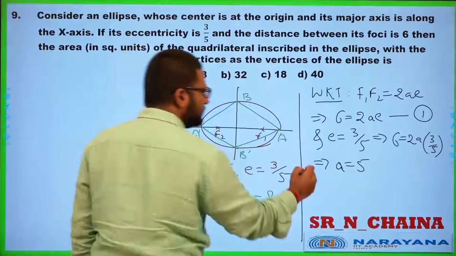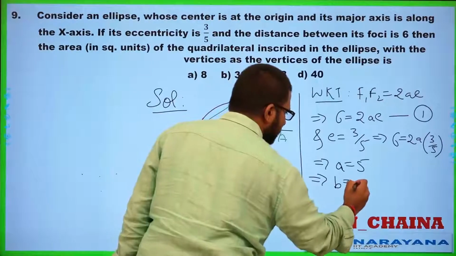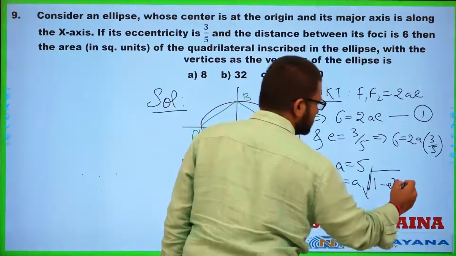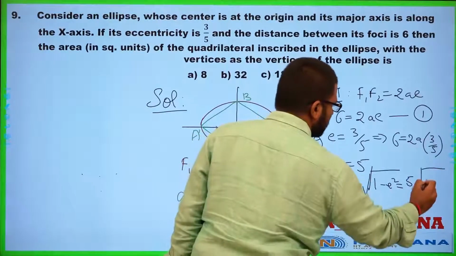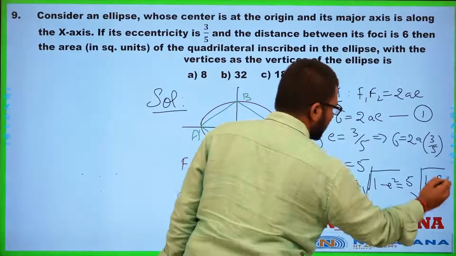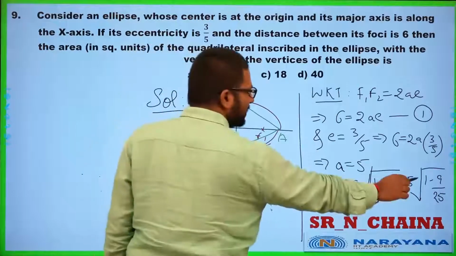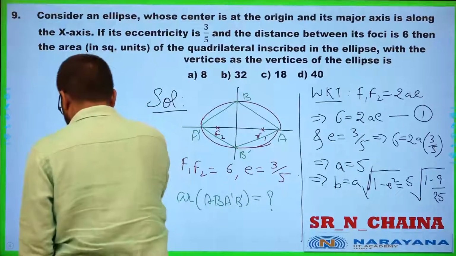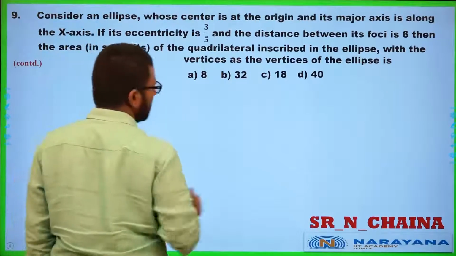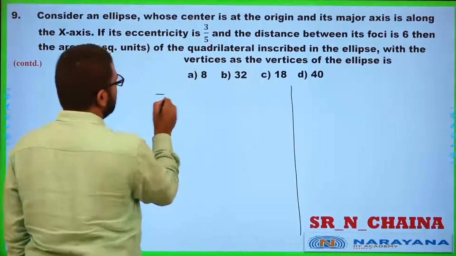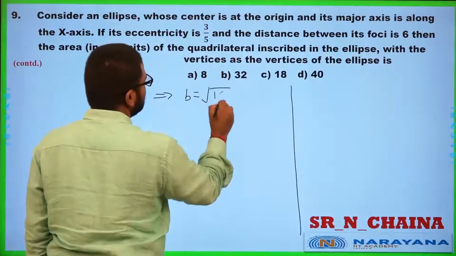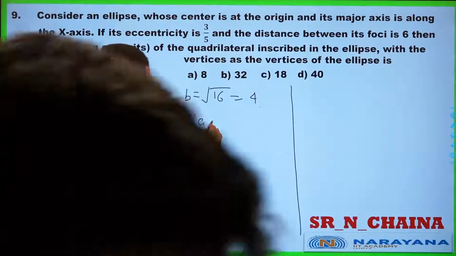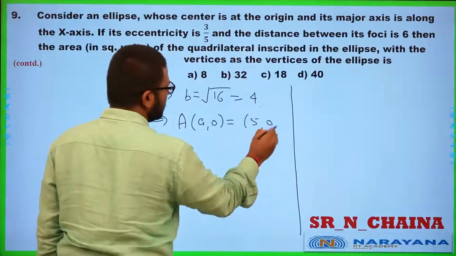Now if a is known and e is known, which means b is equal to a root 1 minus e square, which is 5 root 1 minus 9 by 25. Can you see how much that would be? Cross multiply 25, 16 by 25, 5 will get cancelled, root 16 is 4, right? Which means b is 4, right? So coordinates of point A, which is a comma 0, is 5 comma 0.